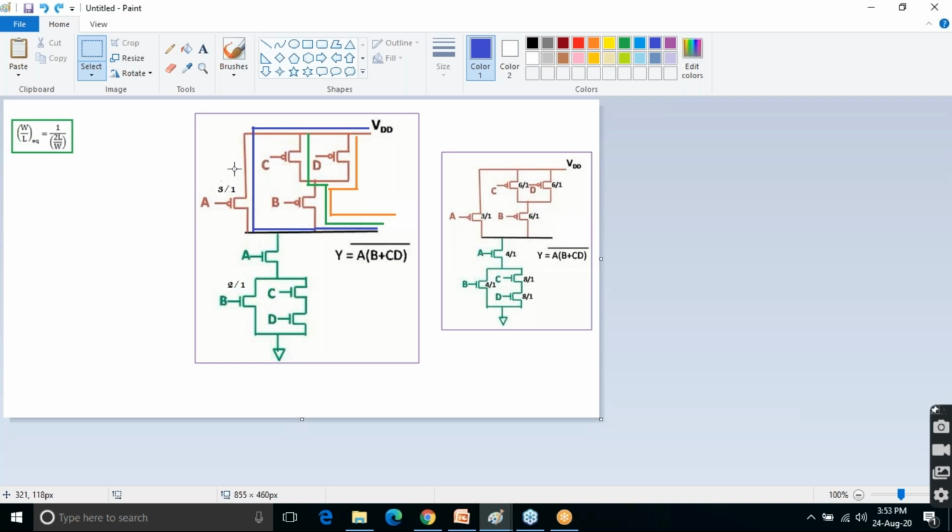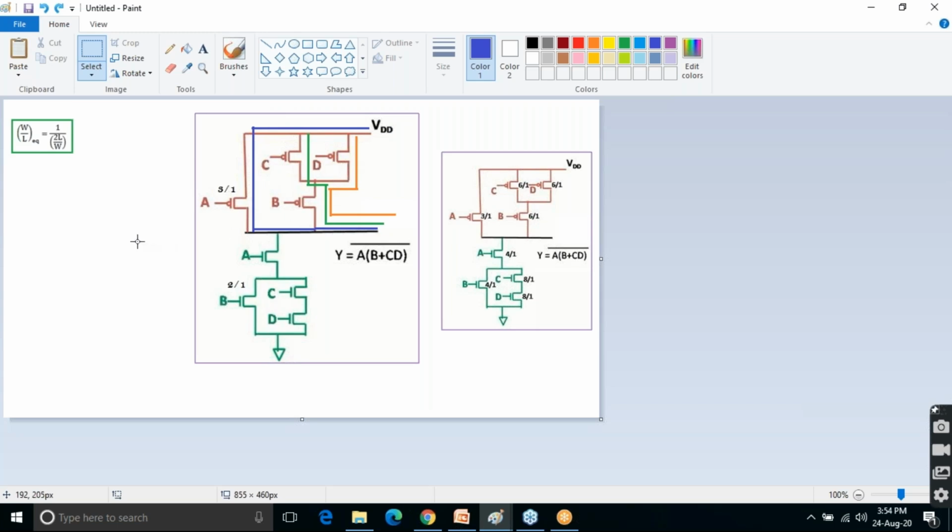So here, if I am writing 3 by 1 over here for this transistor and 3 by 1 over here, my overall resistance will be different. But I want my resistance, that is the charging time of the capacitor, to be the same from this path, this path, and this path also. So I need to manipulate the W by L ratio.